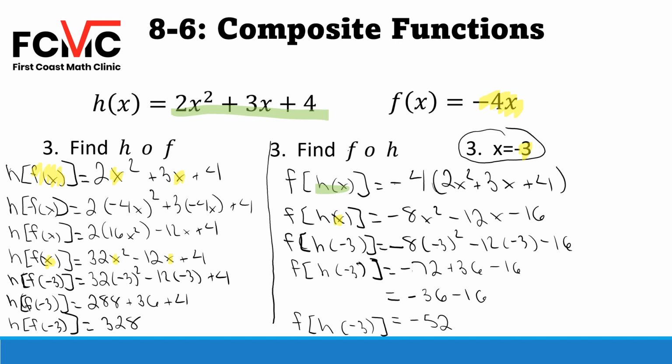All right, so we spent some time in this video working on composite functions, kind of an extension of the previous couple videos on function notation.